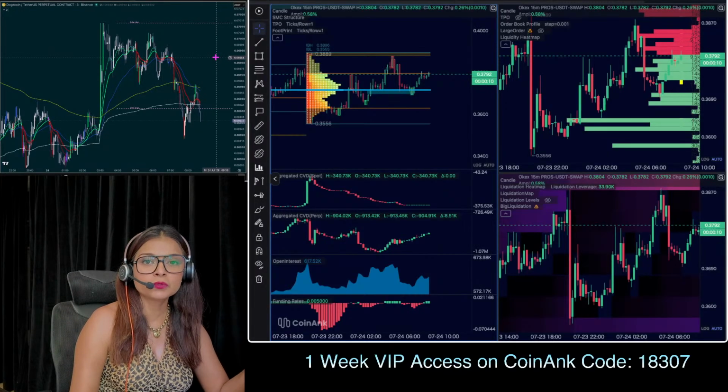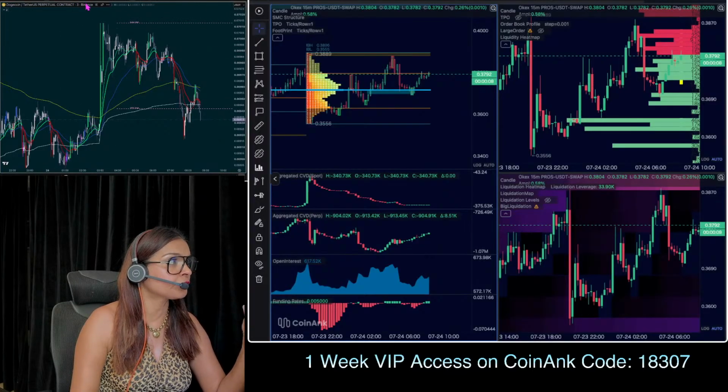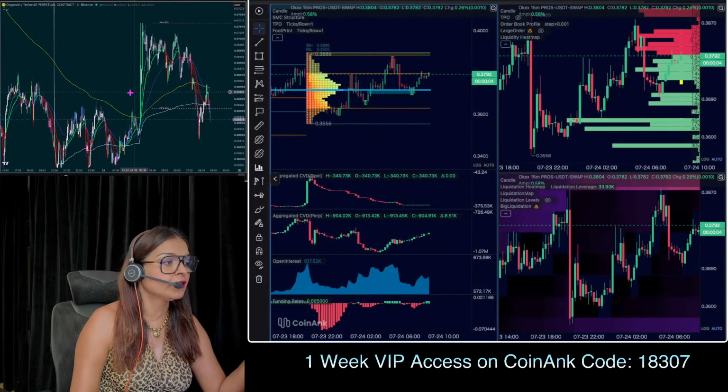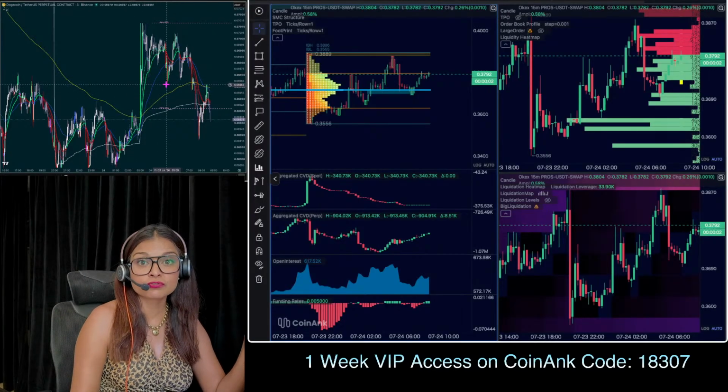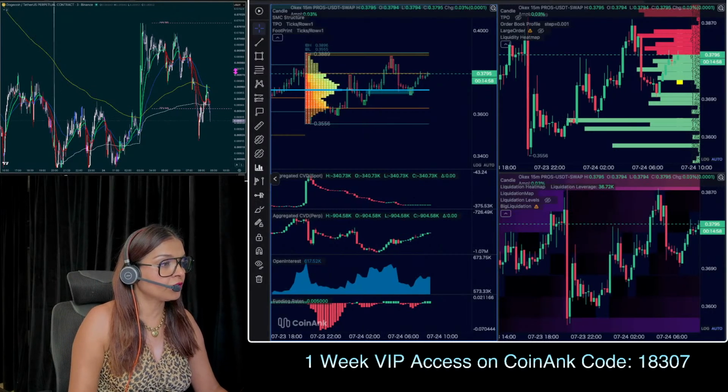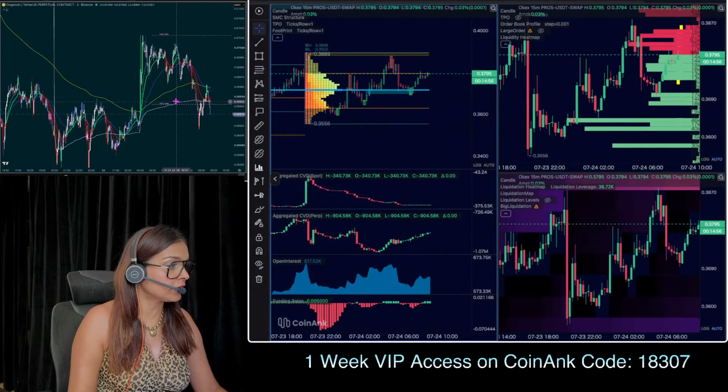Because there's a lot of noise on the lower time frame. Here we're on the 3-minute chart. It'll turn red and green and red and green, except when there is a strong trend. After that, I have the VWAP, which is the white line over here.